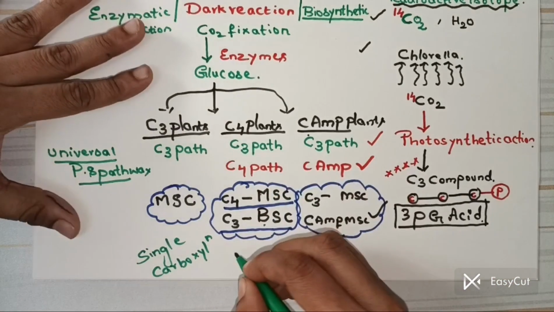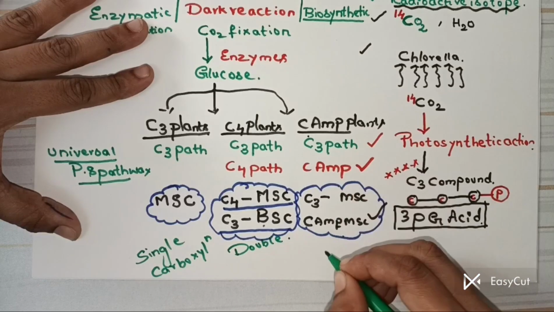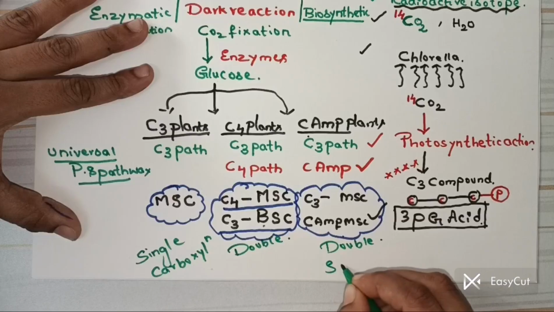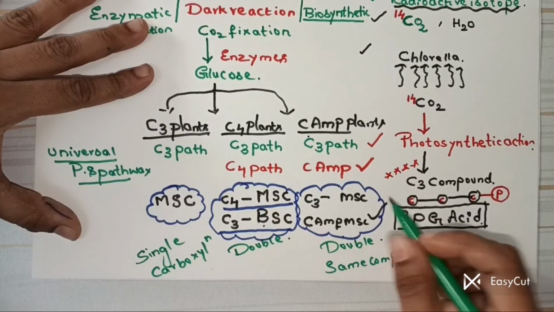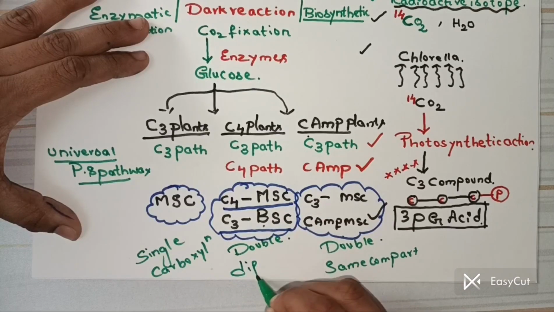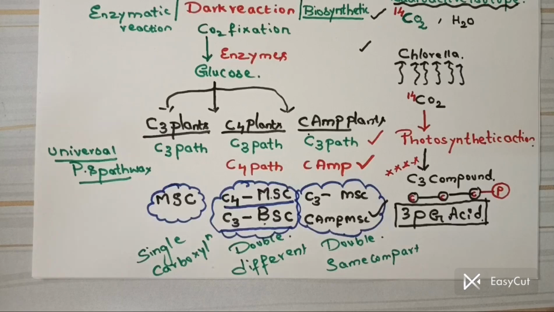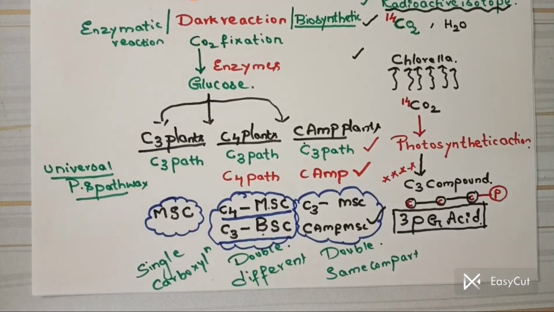Let's say double carboxylation here also, in CAM plants. Double carboxylation takes place in the same compartment, bache. The same compartment is the mesophyll cell. Here, in C4 plants, double carboxylation takes place in different compartments: one in the mesophyll cell, the other carbon dioxide fixation in the bundle sheath cells.